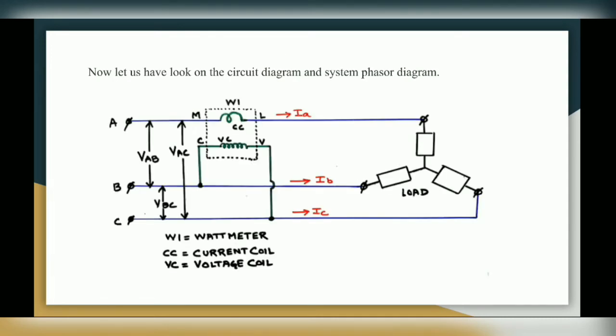Now let us have a look at the circuit diagram and system phasor diagram. So this is the diagram for 1 wattmeter method for calculating the reactive power. In this, the current coil of wattmeter is connected in one phase, that is A, and the pressure coil or voltage coil is connected in the other two phases, that is phase B and C.